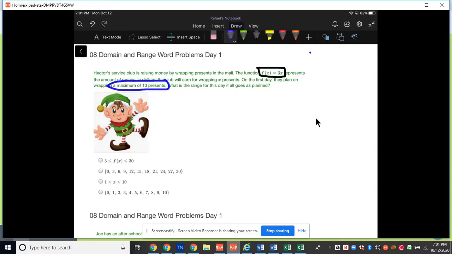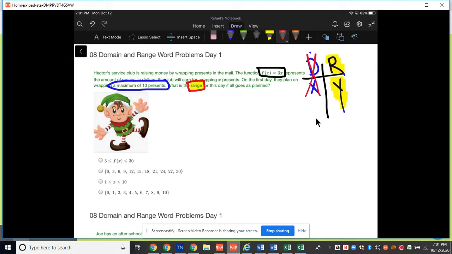Then it says, what is the range for this day if all goes as planned? All right, that's very important right there. Usually the last sentence will always give you what they're looking for. And in this case, they're looking for range. So remember to write your little T-chart, X, Y. And since they're asking us for range, which starts with an R, that means we're looking for our y values.